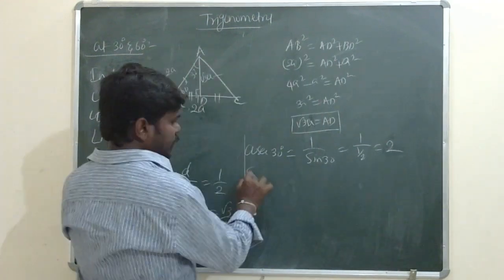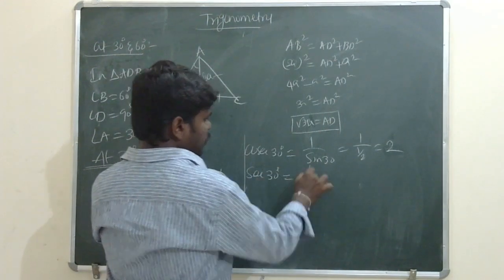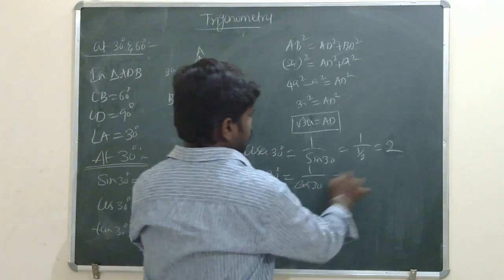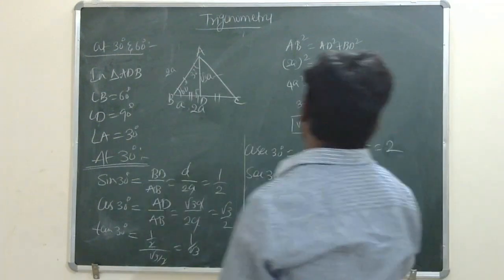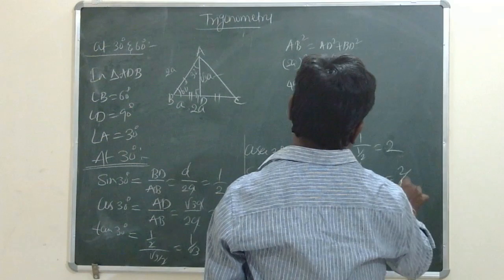Here secant 30 means 1 by cos 30. Cos 30 value is root 3 by 2. So 1 by root 3 by 2 means 2 by root 3.